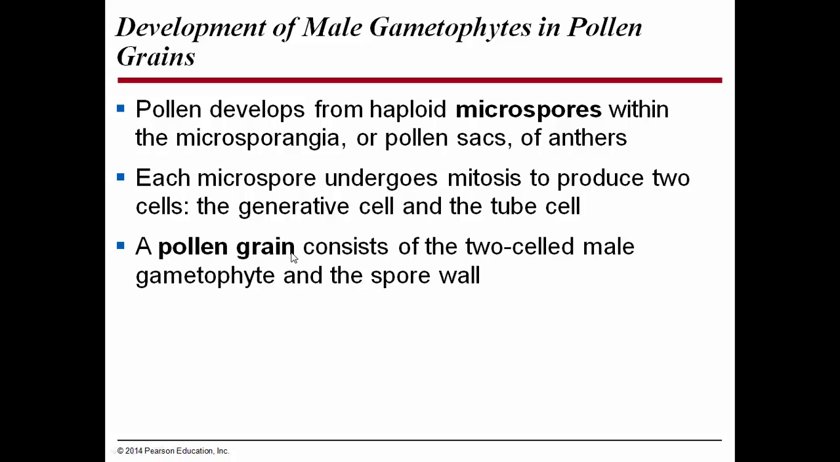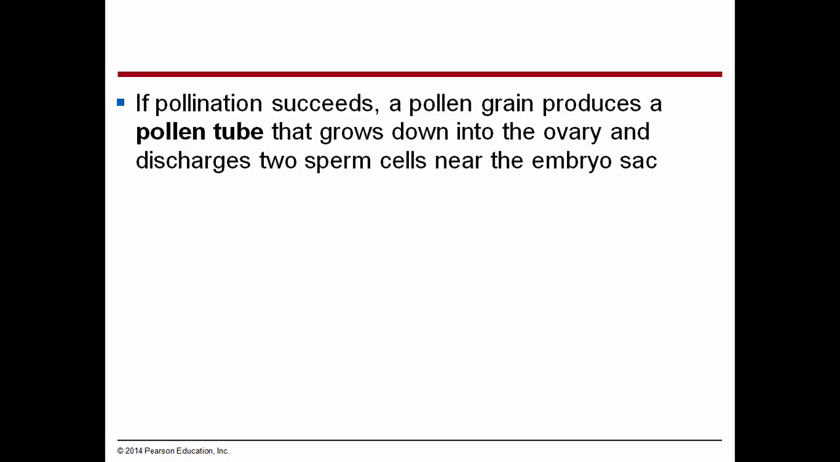Okay, the development of male gametophytes in pollen grains. Pollen develops from haploid microspores within the microsporangia or pollen sacs of the anthers. Remember, they're on the end of the filament. Each microspore undergoes mitosis to produce 2 cells, the generative cell and the tube cell. A pollen grain consists of the 2-celled male gametophyte and the spore wall. If pollination succeeds, a pollen grain produces a pollen tube that grows down into the ovary and discharges two sperm cells near the embryo sac.